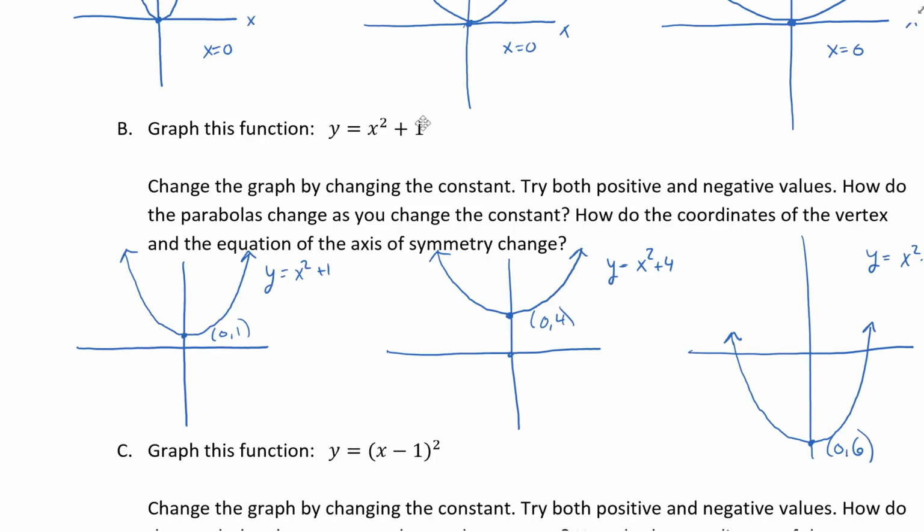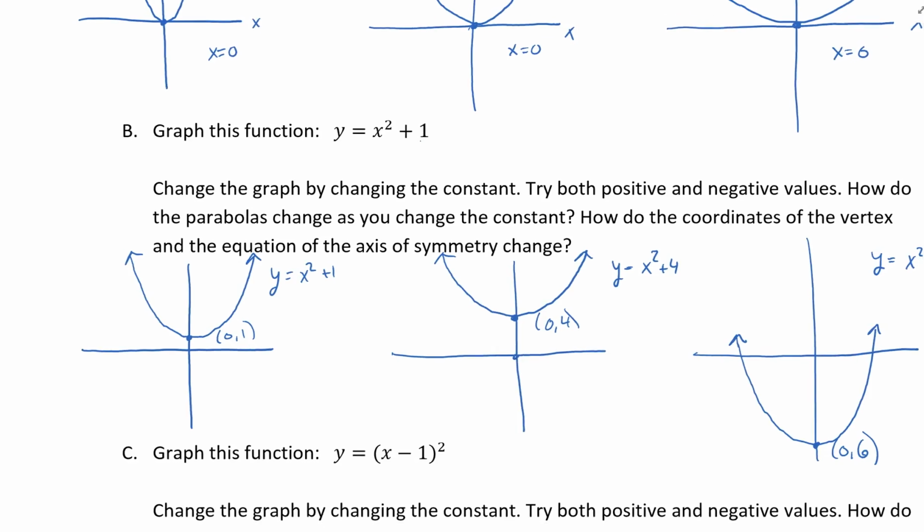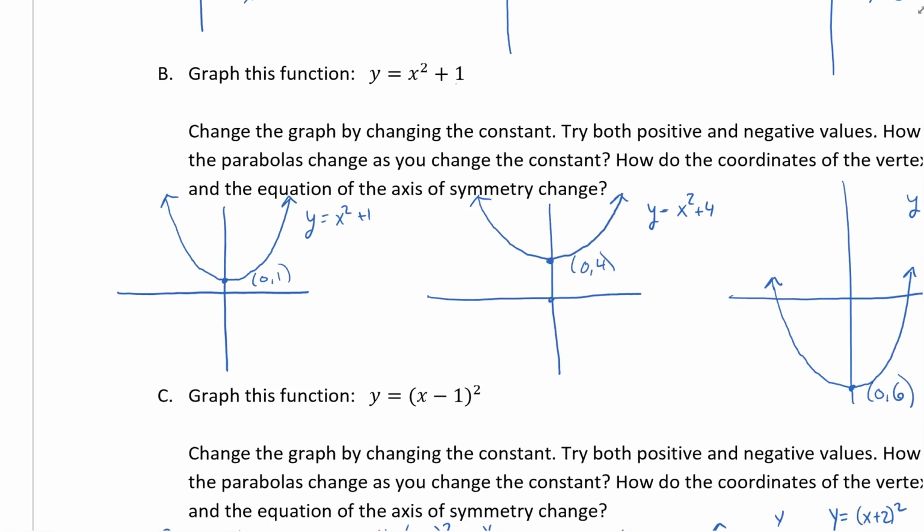Now in B, we're asked to change this constant. The constant is tacked on to the end of our parent function, y equals x squared. We know what that shape is. It's the one I graphed in the middle up here. But what does adding a constant to the end do? Well, I graphed the one with plus 1 and I noticed that my vertex was moved up to (0, 1). But everything else stayed the same. The width stayed the same, right?